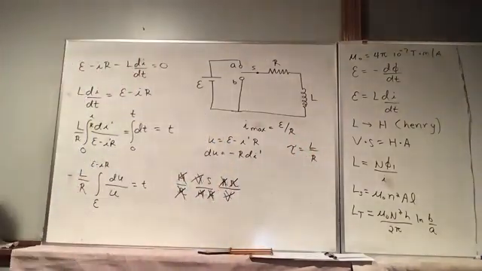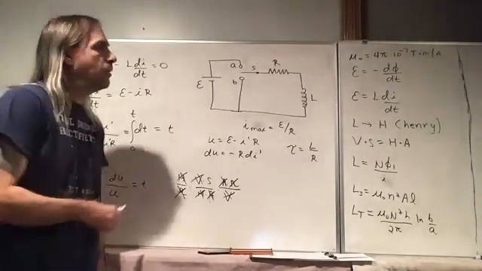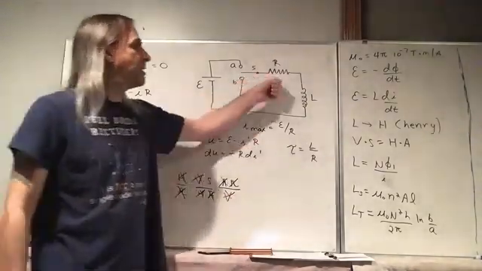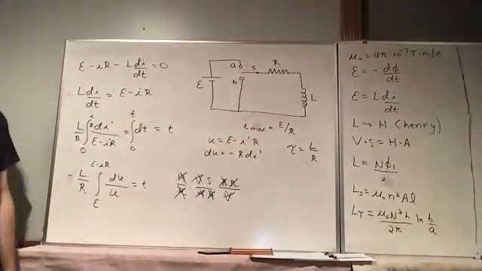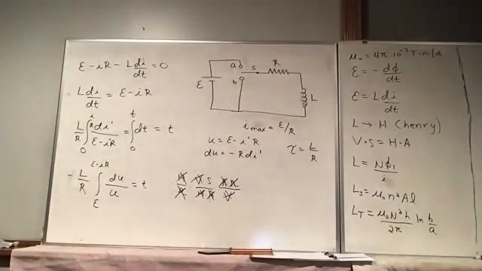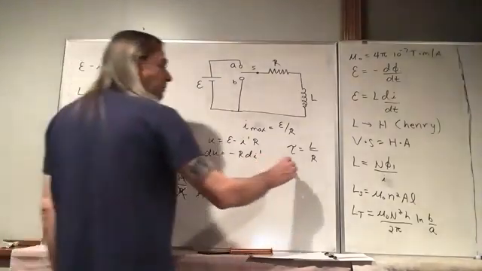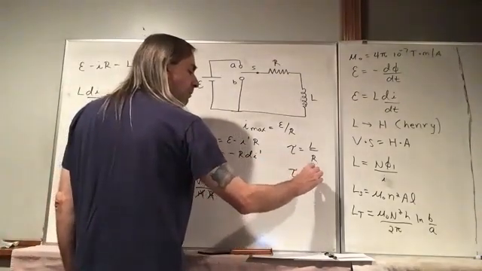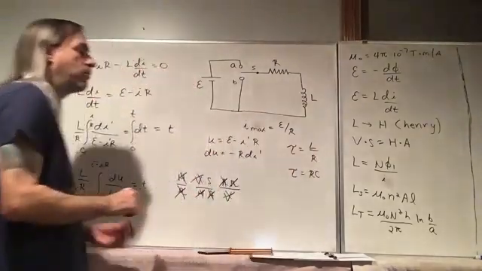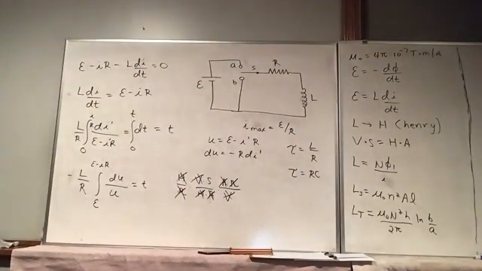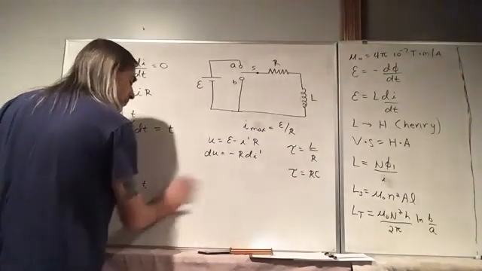So tau is equal to L over R. Just like for the case with an RC circuit where we had a resistor and a capacitor, we defined a time constant for a capacitor, where tau equals RC. Here for this inductor circuit, we have a different time constant equal to L over R. Okay, so let's make that substitution.